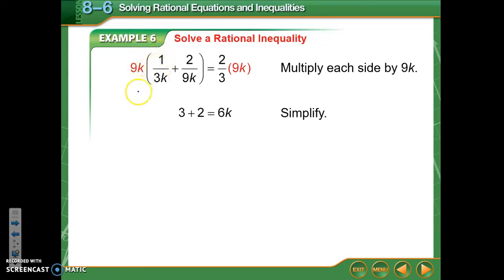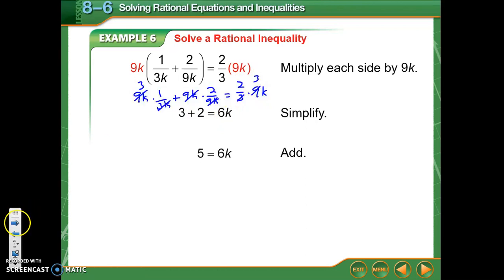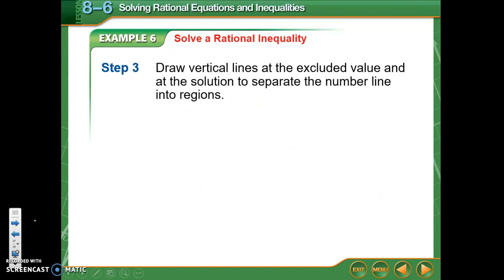So when I do 9k times 1 over 3k, I end up with 3. And then I do 9k times 2 over 9k. And here they already showed you the 2/3 times 9k. So here 9k and 3k divide out, and I'm left with 3. Here the 9k's divide out, and it's just plus 2. And over here the 3 and the 9 divide out to 3. 2 times 3 is 6k. So I have 5 equals 6k, which means that k is 5/6 when I divide each side by 6. So now I have my excluded value of 0 and my solution of 5/6.